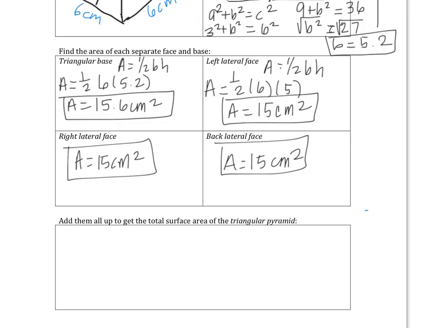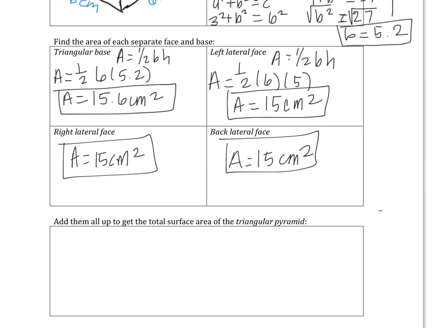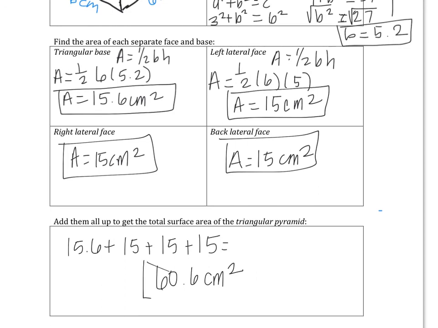And so now I'm going to add them all up. And I have 15.6 plus 15 plus 15 plus 15. And that is going to be 60.6 centimeters squared, which is the area of that triangular prism, the total surface area.